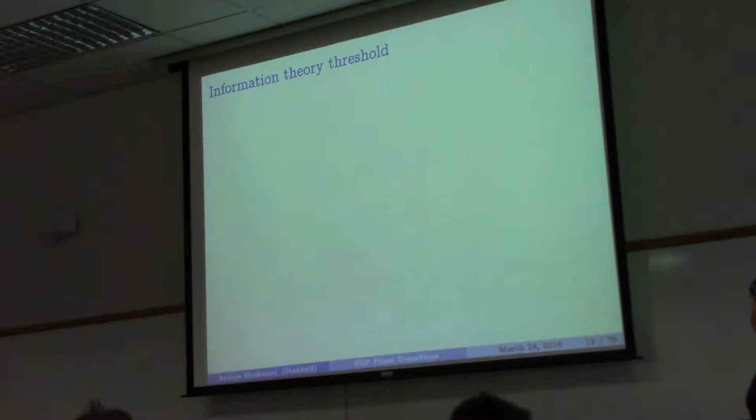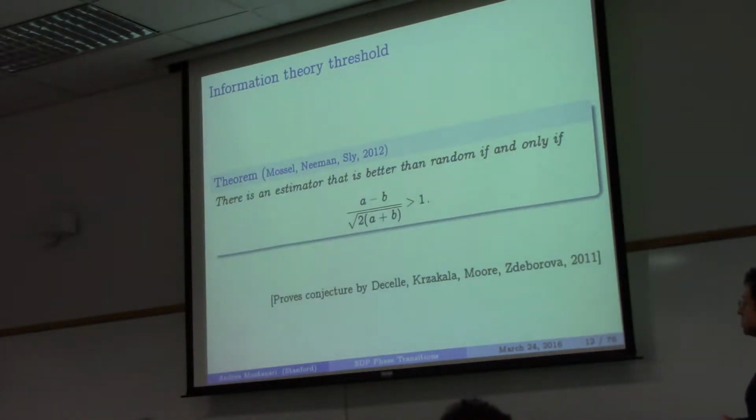Is there any method that does it, forgetting about efficient algorithms or forgetting about semidefinite programming, etc.? This question was answered in a tight way by Hoffman, Mossel, Neeman, and Sly a few years ago, and they proved this very nice result. They proved that there exists an estimator that is better than random, and by this I mean that the overlap is bounded away from 0 in the sense that I described before, if and only if the following magic ratio is bigger than 1: (a minus b) over the square root of 2(a plus b).